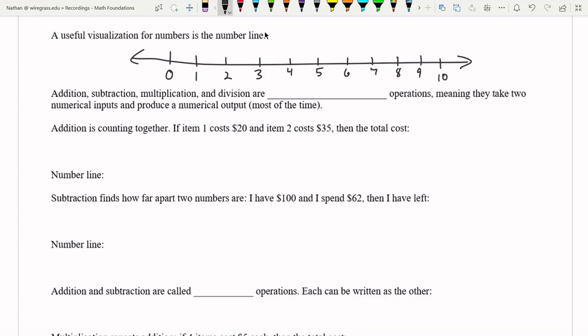And you can show any number on here, right? If I wanted to show 2 on here, I would just draw a dot on 2. And that means I've graphed 2 onto the number line. That's what I'm talking about, is 2 right there.